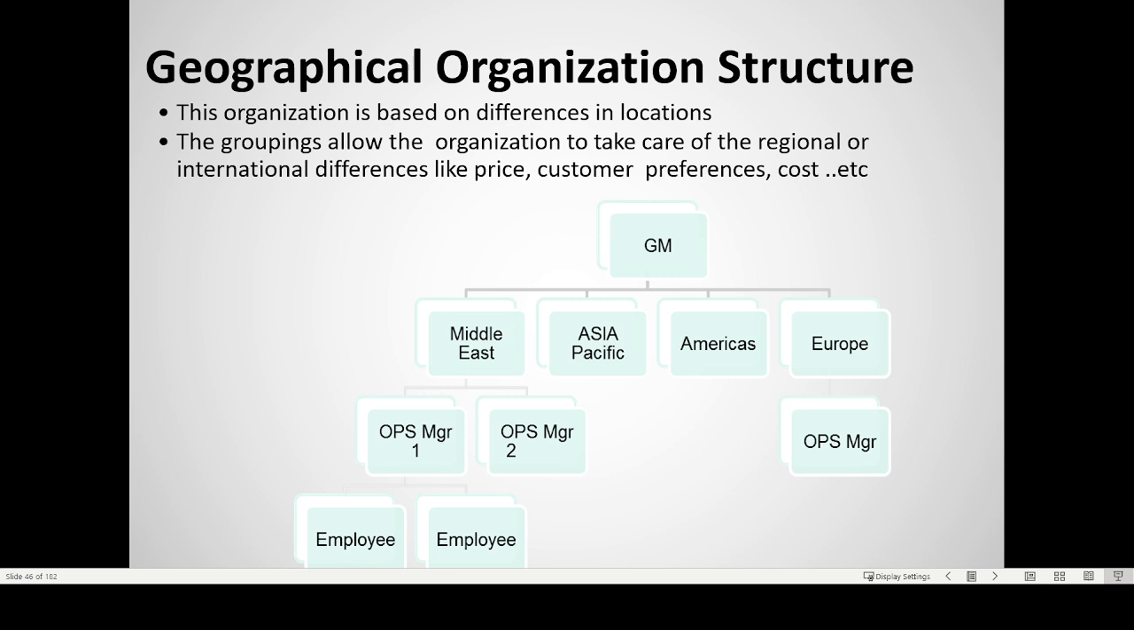Now, different locations might give you different environments, different currency, or even might require a little difference in the product. For example, if you are selling women's wear, women's wear in the Middle East is different from women's wear in the far west or in the far east. So this will drive you into a geographical organizational structure.